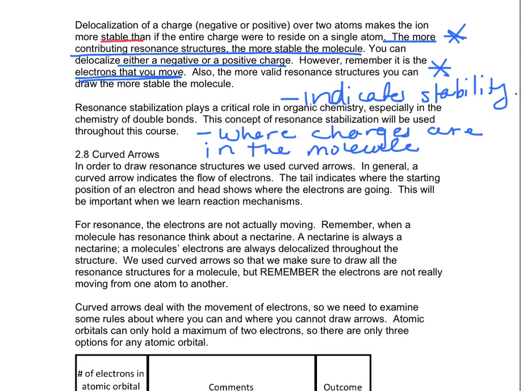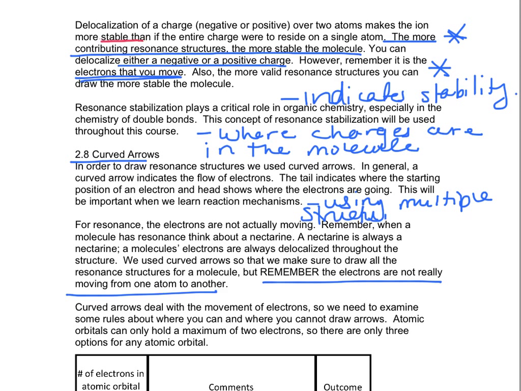So we are going to use curved arrows to represent resonance and how the electrons move. But again, I need to emphasize that the electrons are not really moving. We are just using this for our minds to reconcile. So we're using multiple structures to reconcile the dispersity of electrons across a molecule.